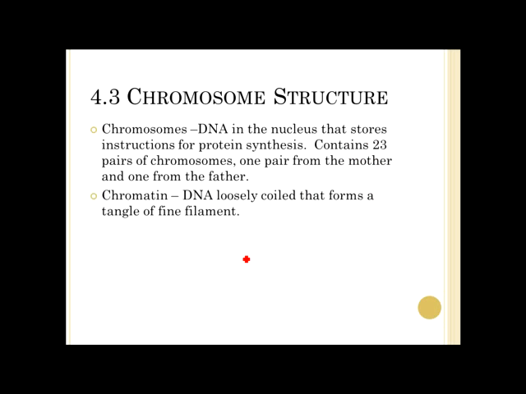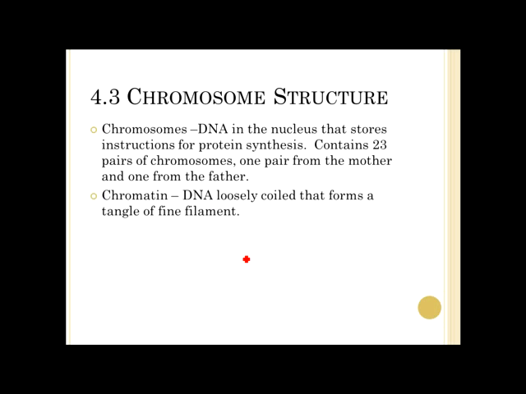Chromosome structure. Chromosomes are DNA in the nucleus that stores instructions for protein synthesis. So this is kind of like the roadmap to how the body works. It contains 23 pairs of chromosomes, 1 pair from the mother and 1 pair from the father. So you have 46 individual chromosomes. You get 23 from mom and 23 from dad.